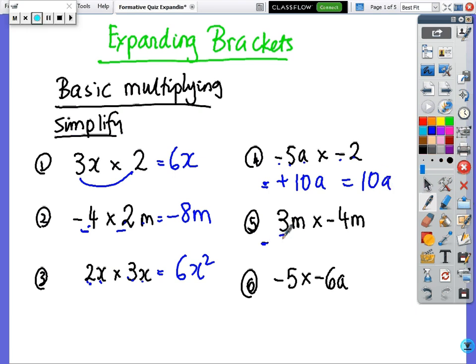Okay, a positive times a negative is a negative. 3 times 4 is 12. M times n is m squared. And the last one, a negative times a negative is a positive. 5 times 6 is 30, and then we just have the a at the end. So that's the first skill. Let's come across.